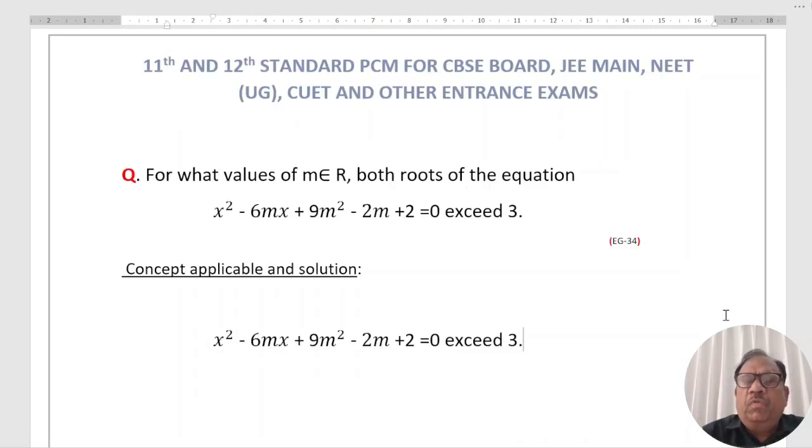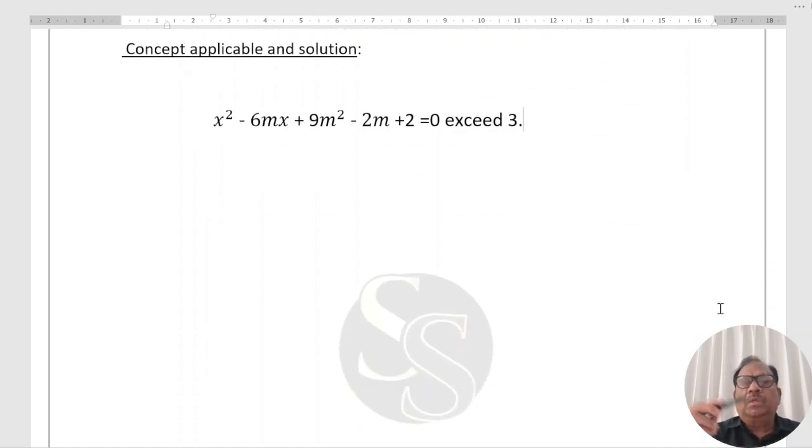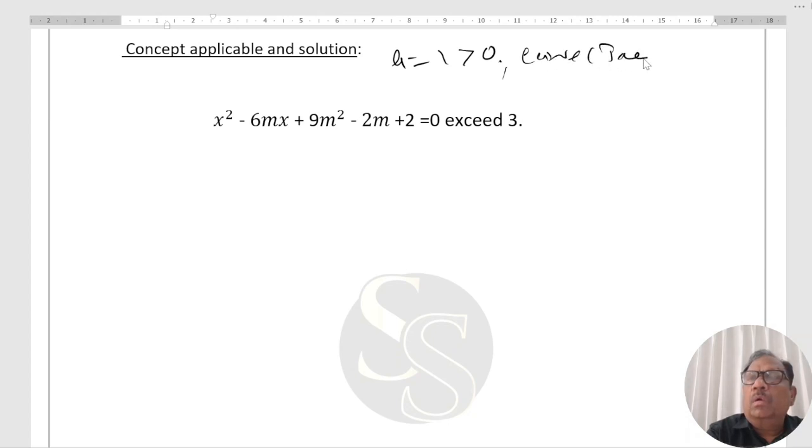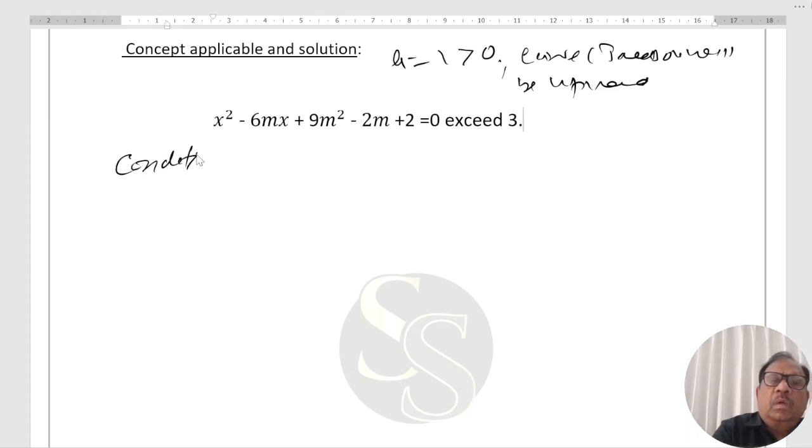Question is, for what value of m belonging to R, both roots of the equation exceed 3. Exceed 3. No. In this case, a is equal to or greater than 0. Curve, that is parabola, will be upward. And conditions to be satisfied.